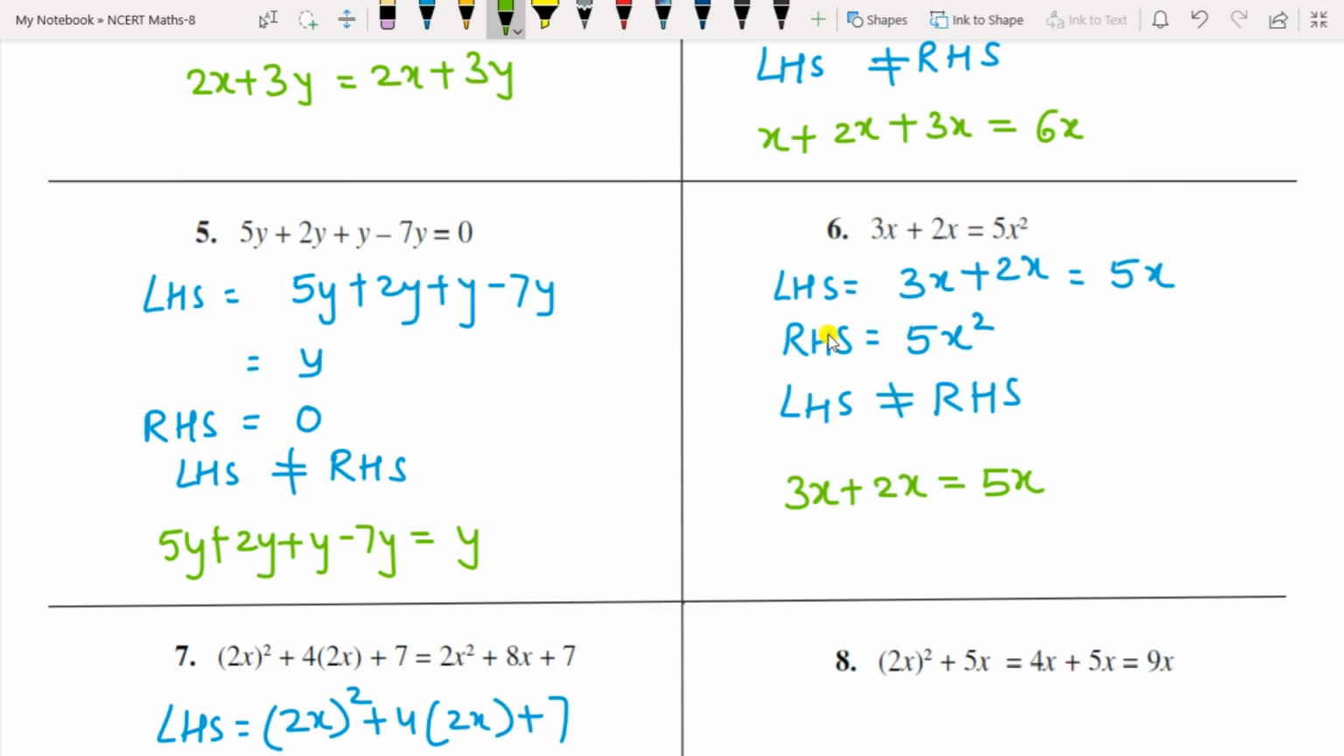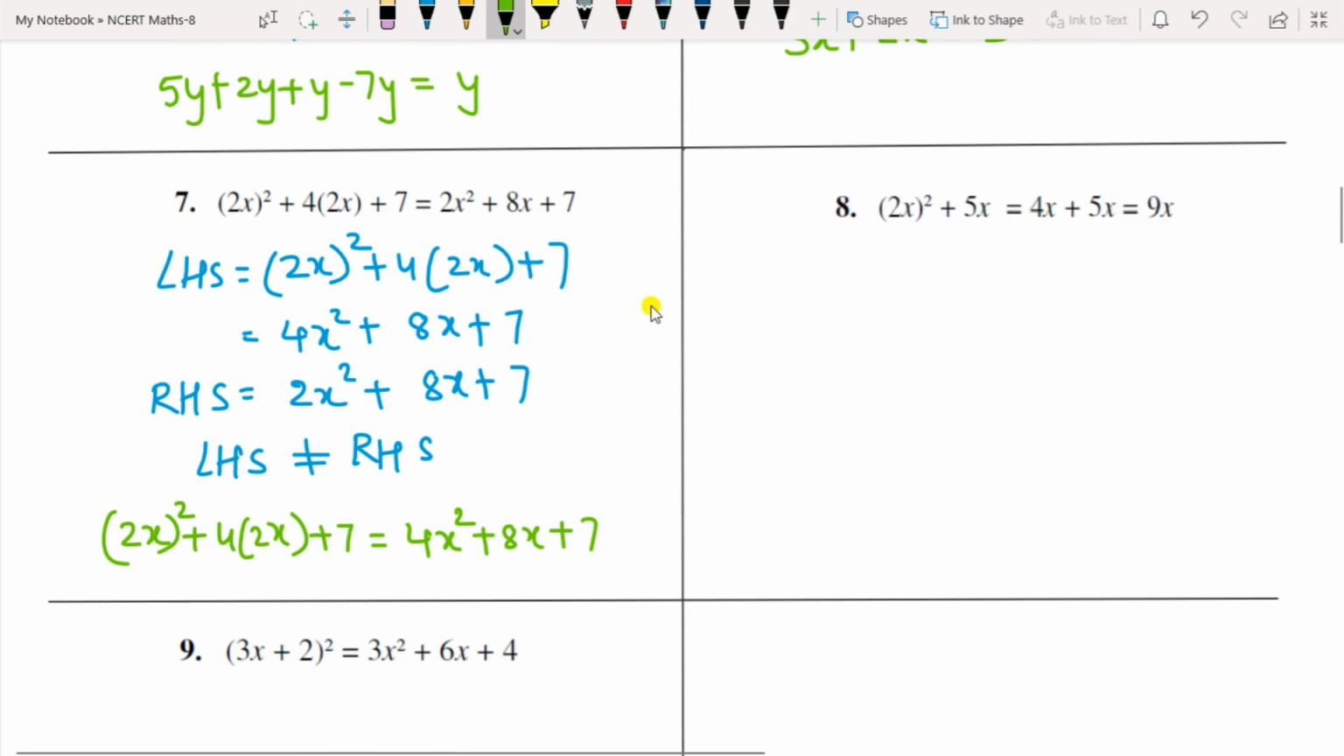Here LHS is 3x plus 2x. Now like terms are there, so we can add them. It becomes 5x and RHS is given as 5x square. That is not equal. So this should be the correct statement. In this one also, 2x square plus 4, that is 2x plus 7. If you solve it, this is square, so it becomes 4x square, 8x plus 7. But on the RHS it is given as 2x square, which is not equal. So the correct statement should be here 4x square and not 2x square.